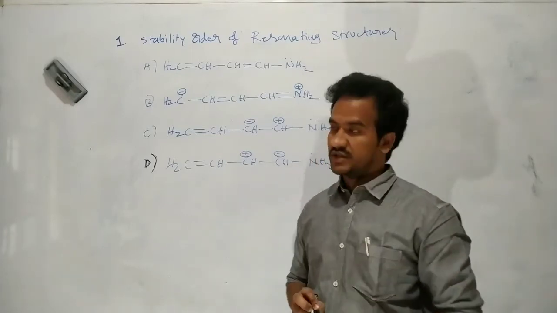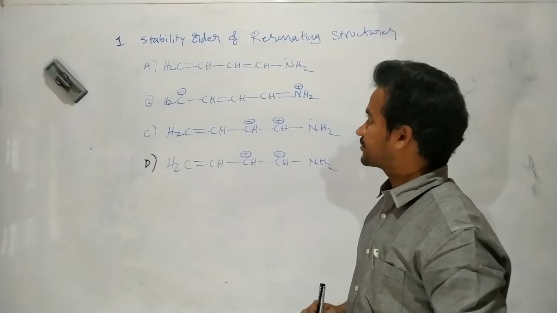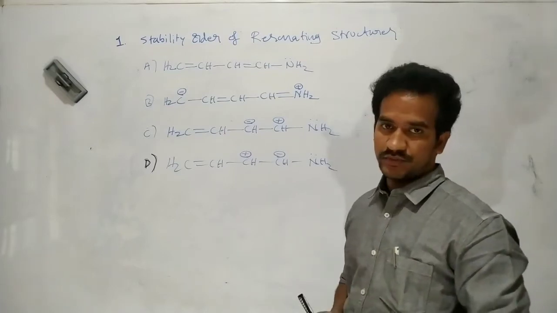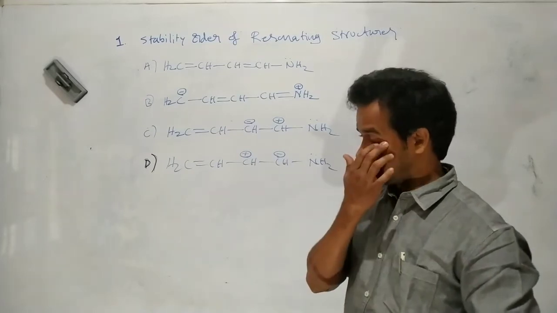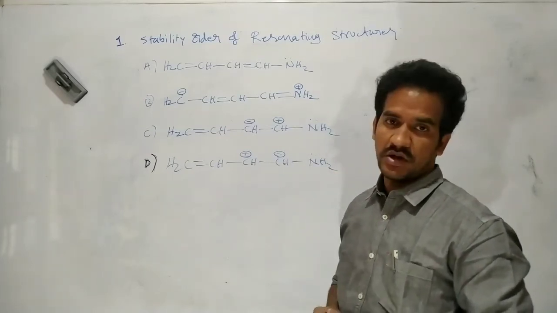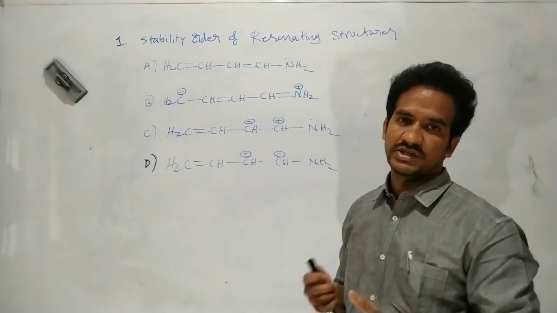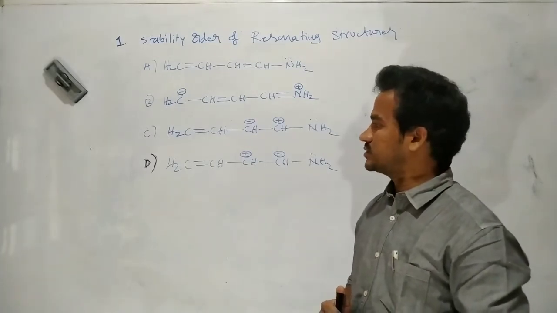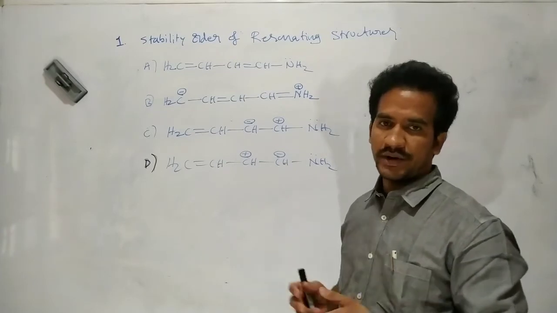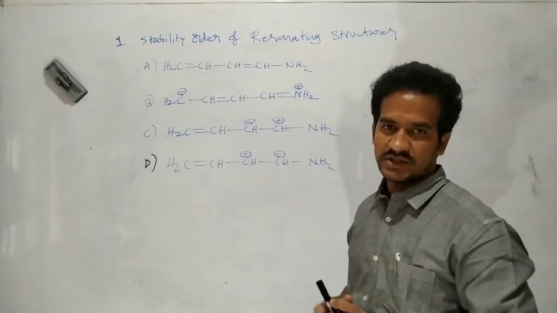Here in this case, this amine compound has four structures given. Among the four structures, which is the most stable and which is the least stable resonant structure? We have to write the stability order of all the possible resonating structures.